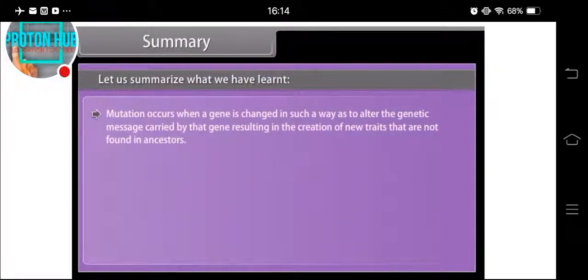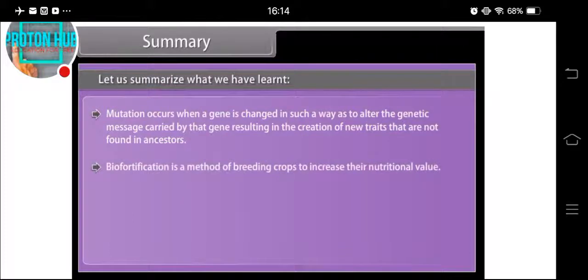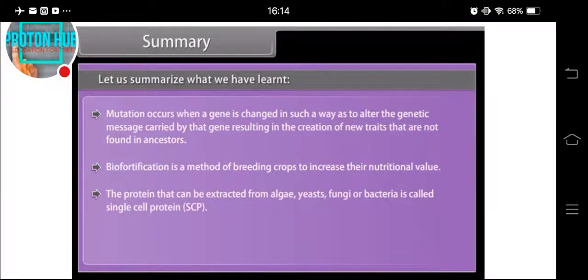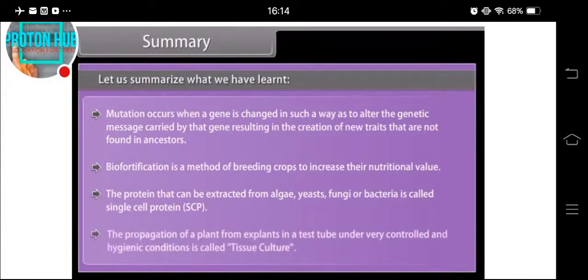Mutation occurs when a gene is changed in such a way as to alter the genetic message carried by that gene, resulting in the creation of new traits that are not found in ancestors. Biofortification is a method of breeding crops to increase their nutritional value. The protein that can be extracted from algae, yeasts, fungi, or bacteria is called single-cell protein, SCP. The propagation of a plant from explants in a test tube under very controlled and hygienic conditions is called tissue culture.